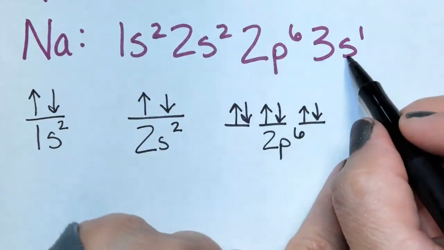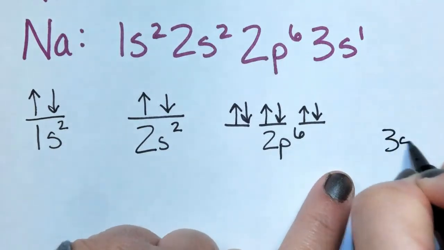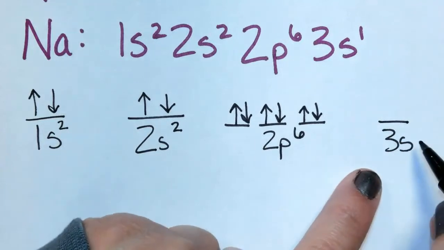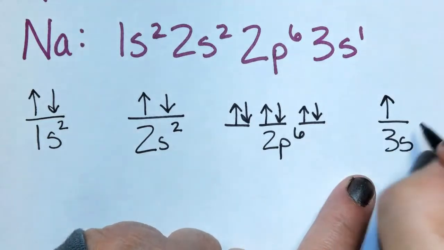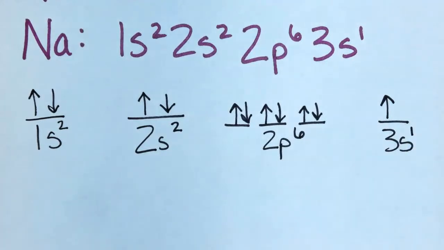And then finally, the 3s can only have one orbital, and we have only one electron in that orbital, so it's just going to be placed with an up, and then we'll put a 1 here to denote that. This is an orbital notation.